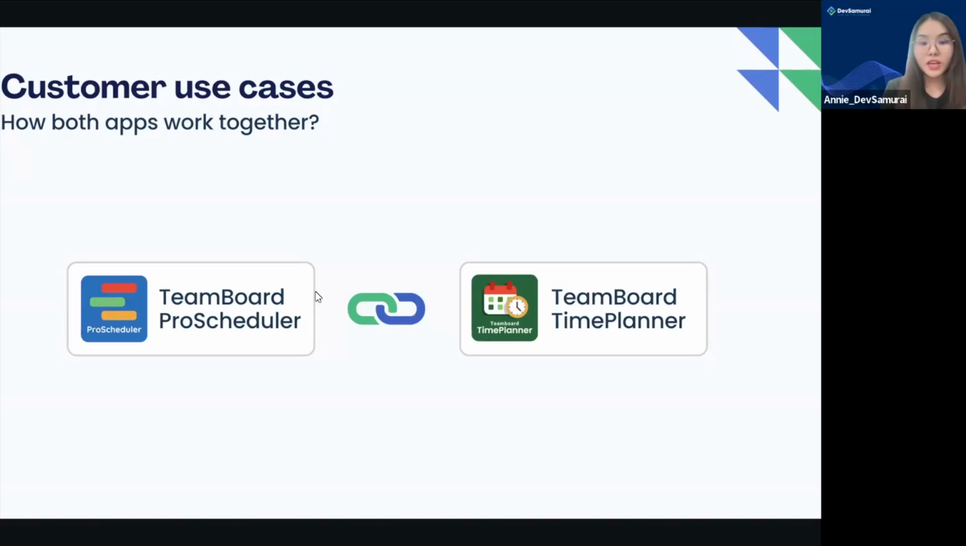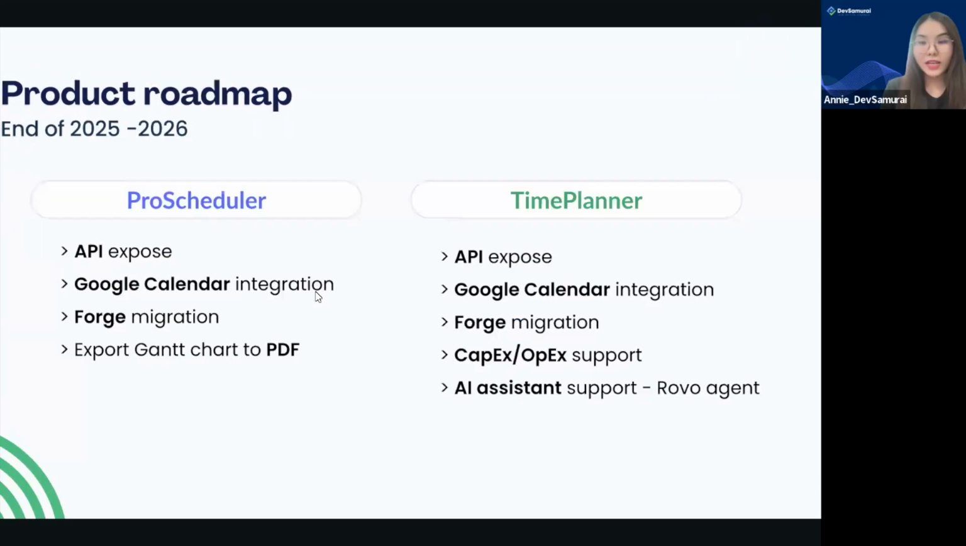And if one of the team members is overloaded, he can quickly rebalance by recalculating the tasks and resources. So this is the real synergy between ProScheduler and Time Planner. The project manager focuses on the planning, while the team leader makes sure the workload is balanced across the team and the project.